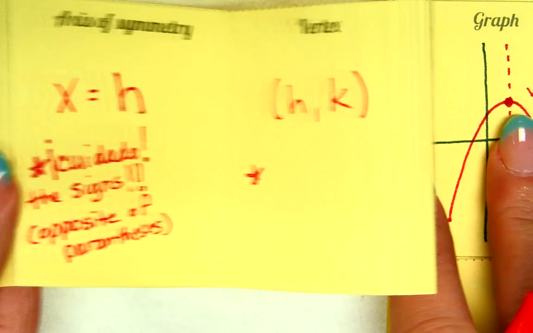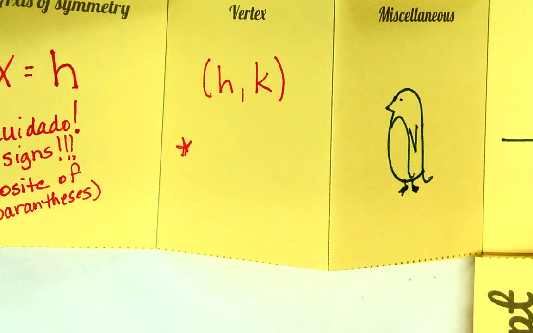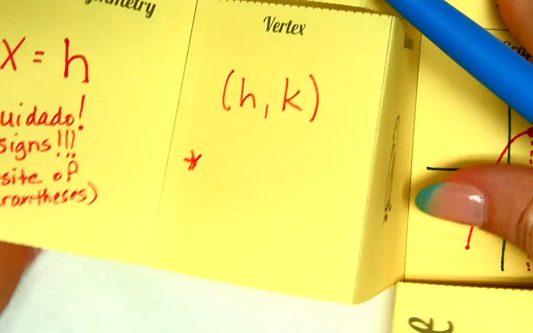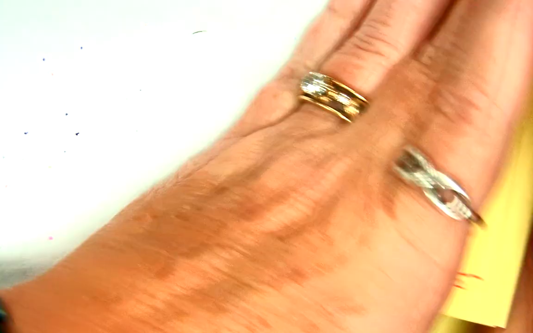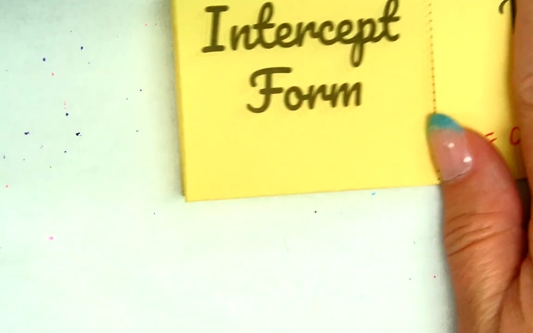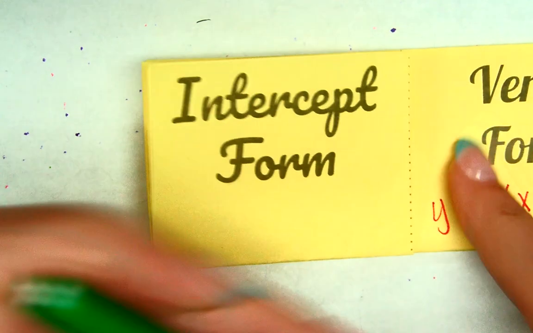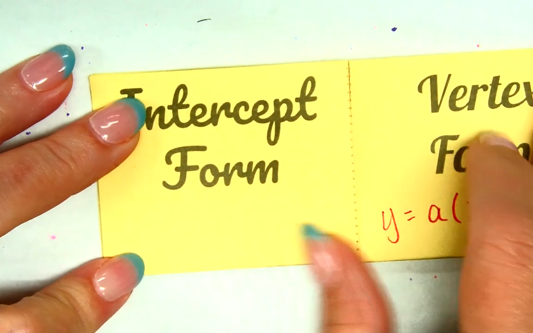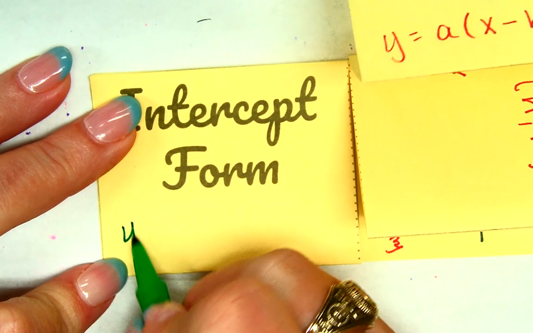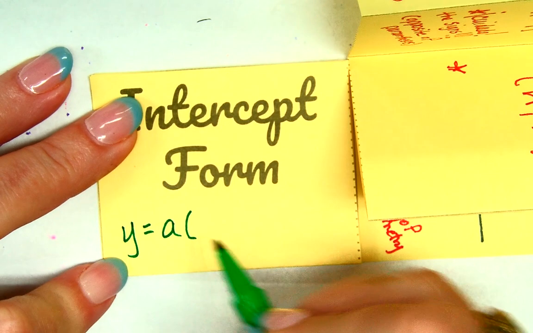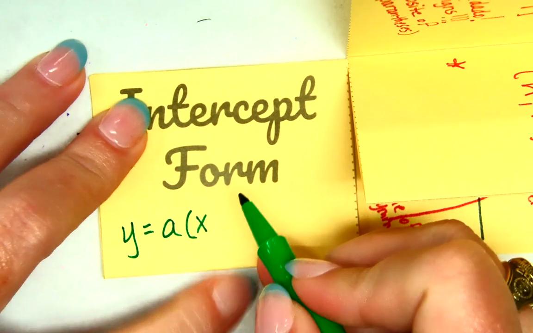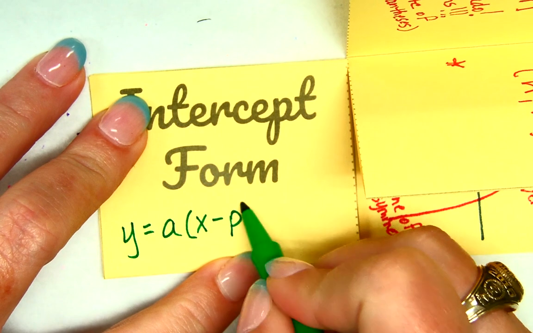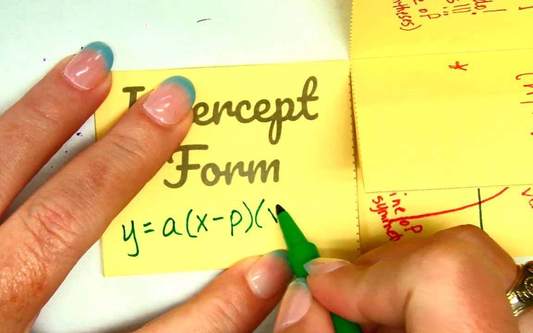Ready for vertex form to be closed up? Do you have any questions about vertex form? Okay. And let's go to intercept form. Close those up. Move it to intercept form. Intercept form looks like y equals a times x minus p times x minus q.